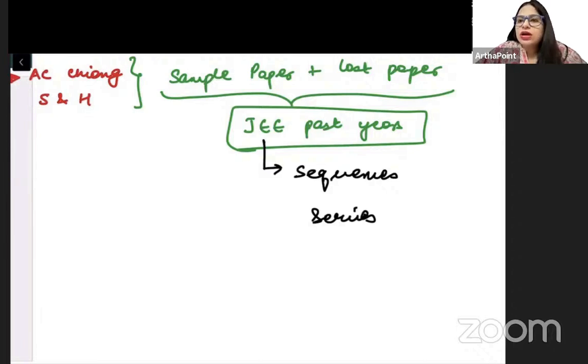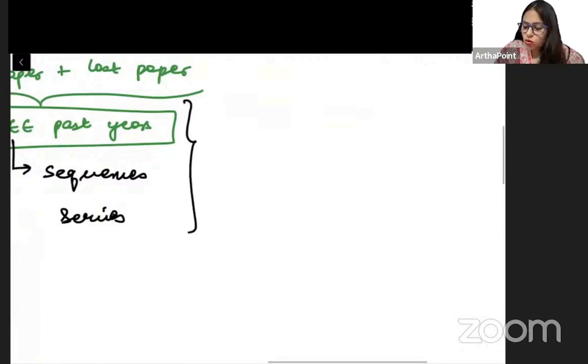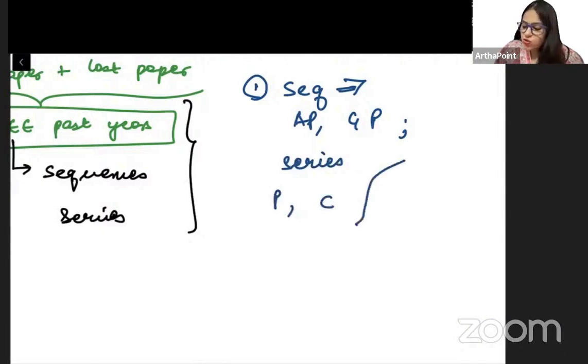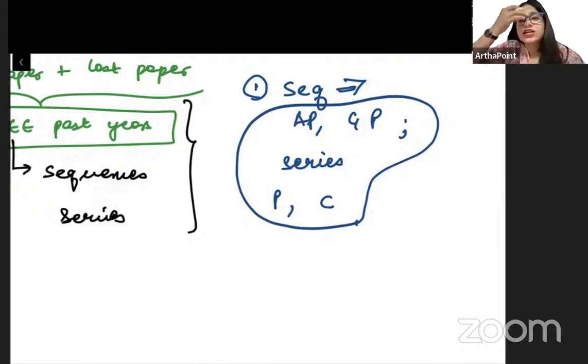So what you have to do now is make sure that you go back to RD Sharma, go back to these IIT papers, and try to solve these questions also. They will be very useful, especially for topics like sequences and series: questions on AP, GP, other series, permutation, combination. These questions have been continuously coming from your class 12th JEE paper. The same question has been repeated.